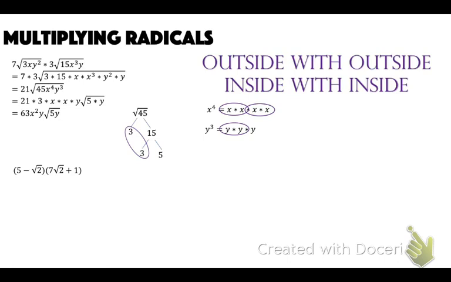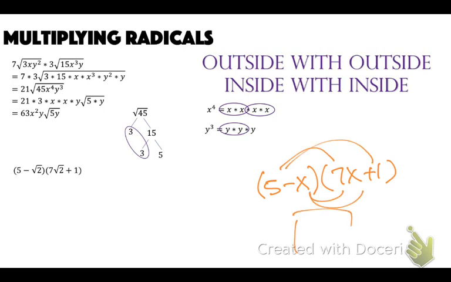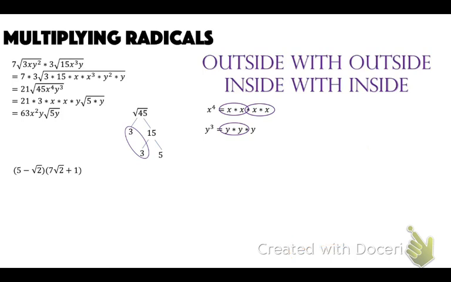Okay, this one. So this is a lot like, you multiply these the same way as if it was like 5 minus x and 7x plus 1. Okay, you could distribute, you could use the box, whatever. Same thing here, you could distribute, you could use the box. I think I probably used the box, yep.